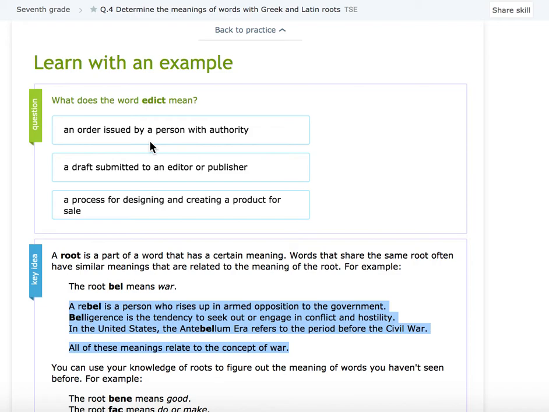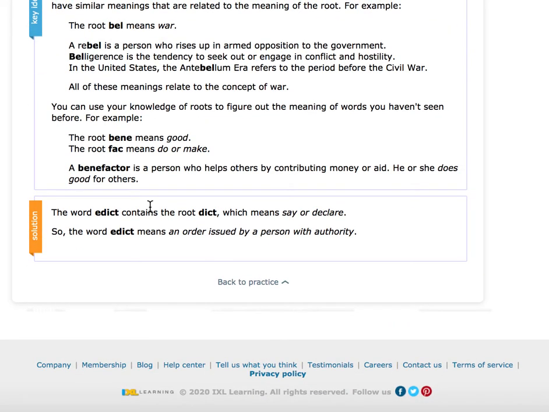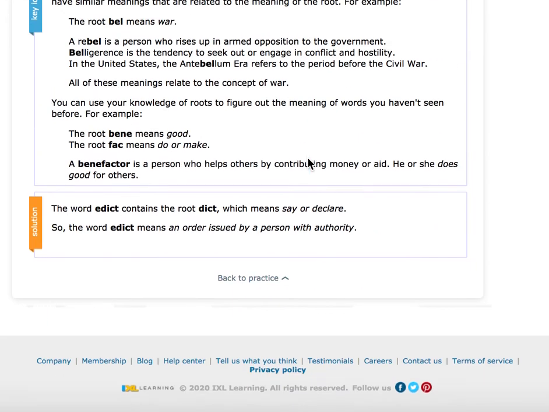A dictionary is something that has a lot of words in it. So I think that this root means something that has to do with words or a long passage with a lot of words. Let's see. This could be an order issued or a draft submitted. It can't be this bottom one. It is an order issued by a person with authority because that root means say.